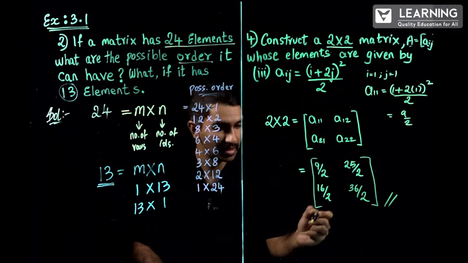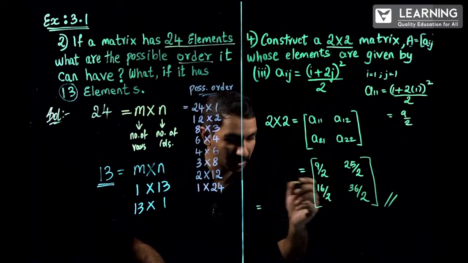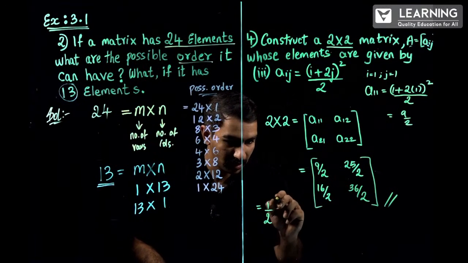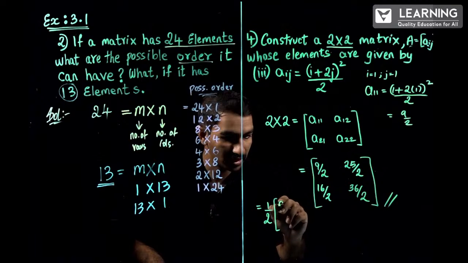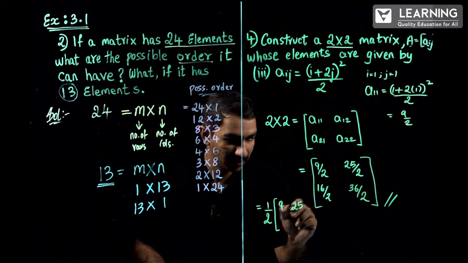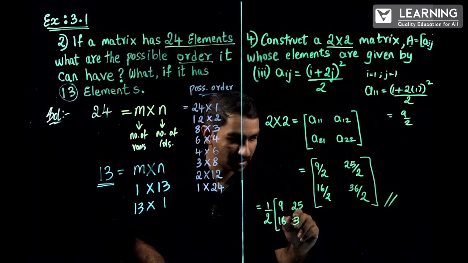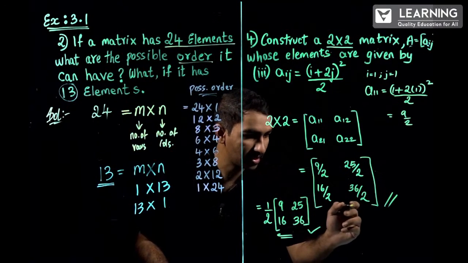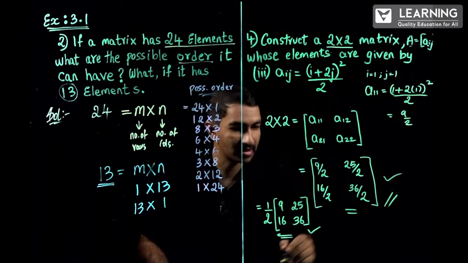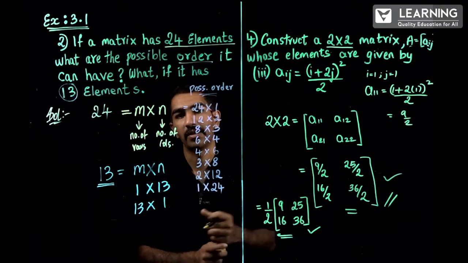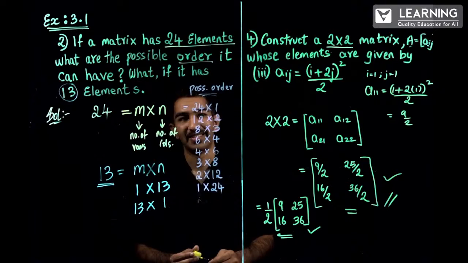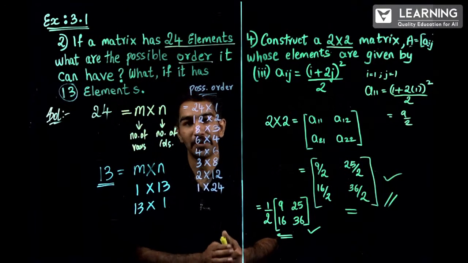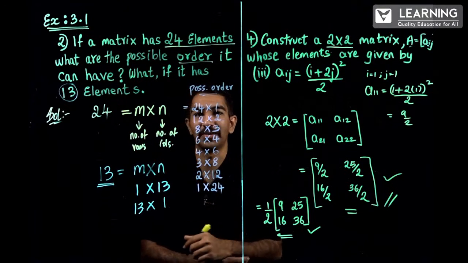You can also rewrite this how? You can take 1 by 2 common now. Take 1 by 2 outside. Now you can write 9, 25, 16 and 36. So this is also a right answer. You write it like this, that is also a right answer. This is just a simplified form. Understood? So 2 questions of exercise 3.1 we have completed. We'll go to the next important question.